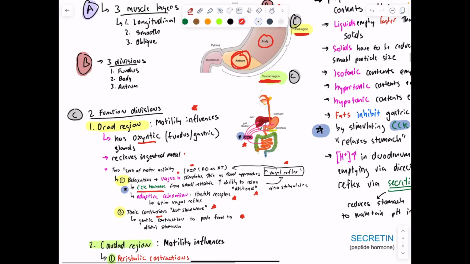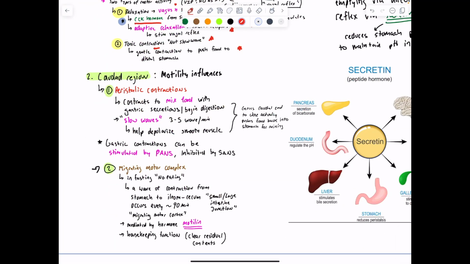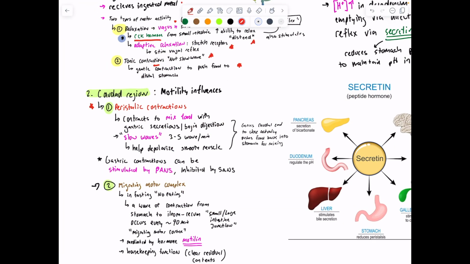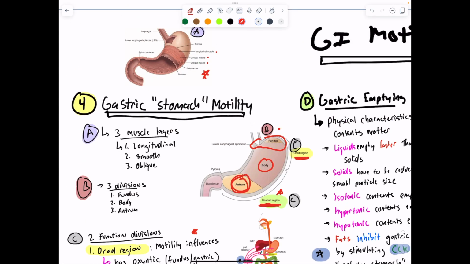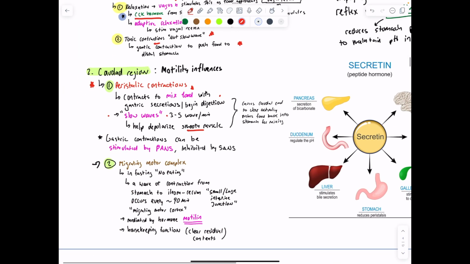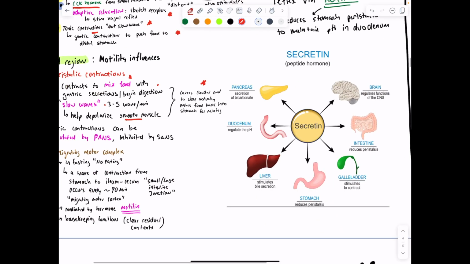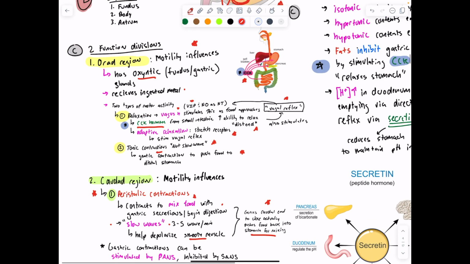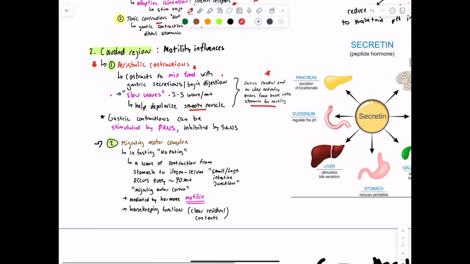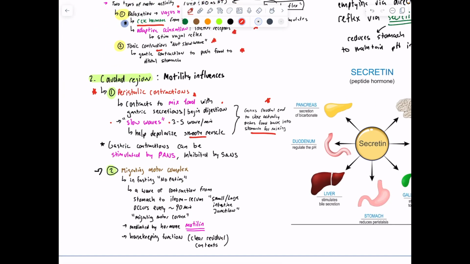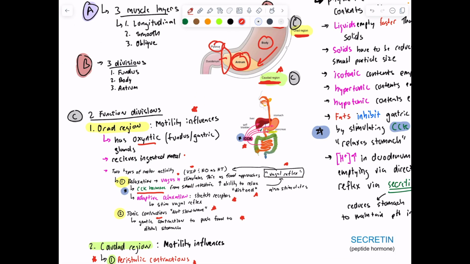All right, so then the caudad region right here, we have a couple of motility influences as well. In particular, we're back to peristalsis, so peristaltic contractions with our friend the slow wave. The purpose here is to mix food with gastric secretions and begin digestion. These slow waves set the rhythm, at a max rate of 3 to 5 waves per minute. They help depolarize the layers of muscle in the stomach: oblique, circular, longitudinal. And basically, it's going to cause the caudad end to close. So this end right here is going to close, and it's going to push the food back into the stomach for mixing. And then the ORAD region gently pushes the food this way. And so you have a mixing of the food overall. But the net result is that eventually food leaves through the pyloric sphincter into the duodenum.